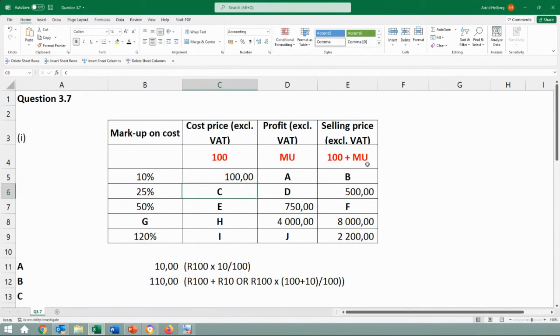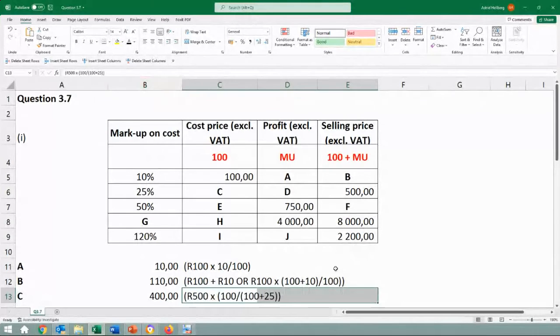So instead of dividing it by 100, you're supposed to divide it by 125 to get to the correct profit amount. And then when you do the deduction, you would actually get to the correct amount. Okay, so let me show you. The answer is actually 400 bucks.